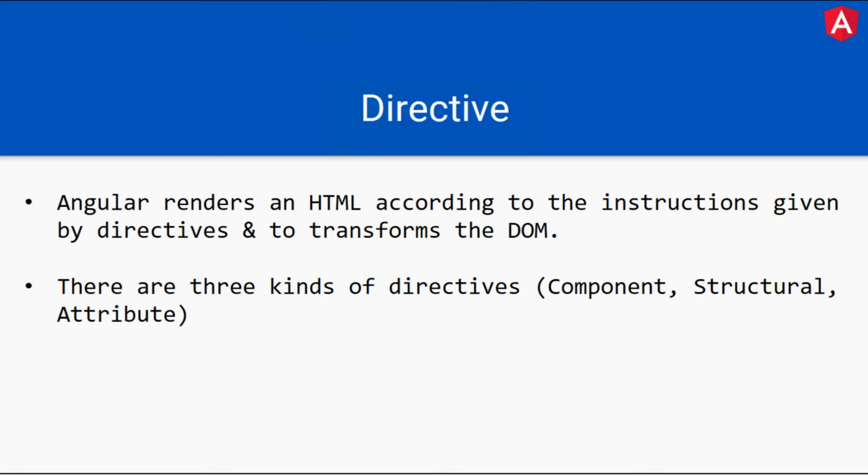Okay, directives. Now we just talked about components. A component is another type of directive. Basically, Angular follows the instructions given by the directives and transfers them to the DOM. There are three kinds of directives: component, structural, and attribute. We already saw the component directive.